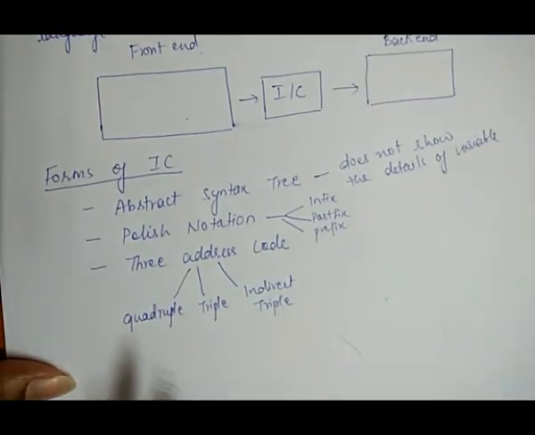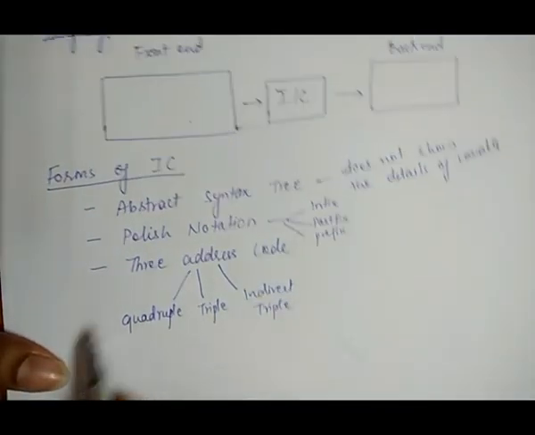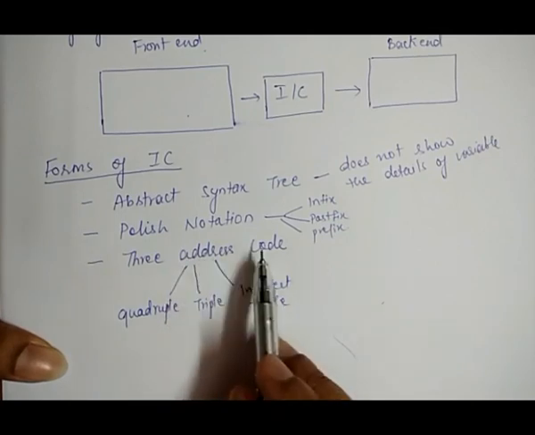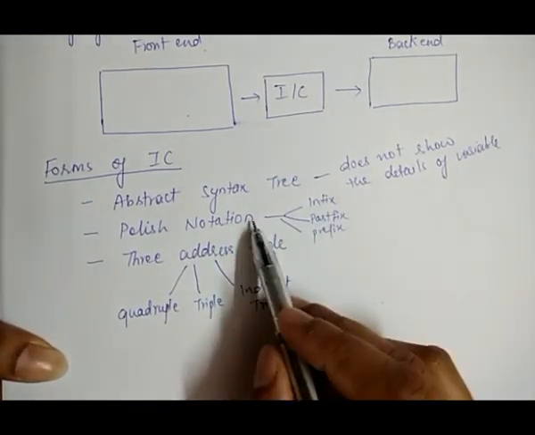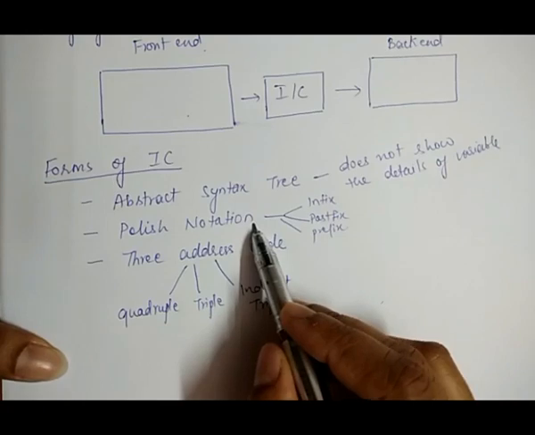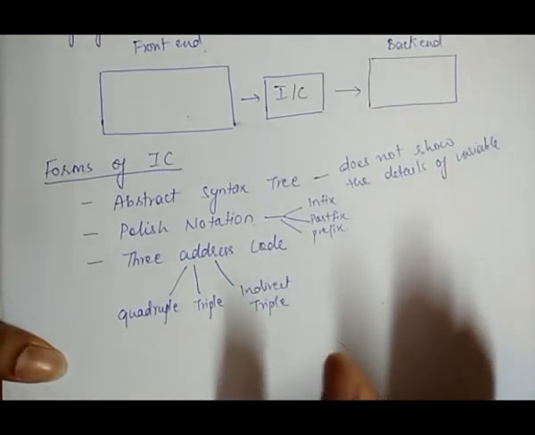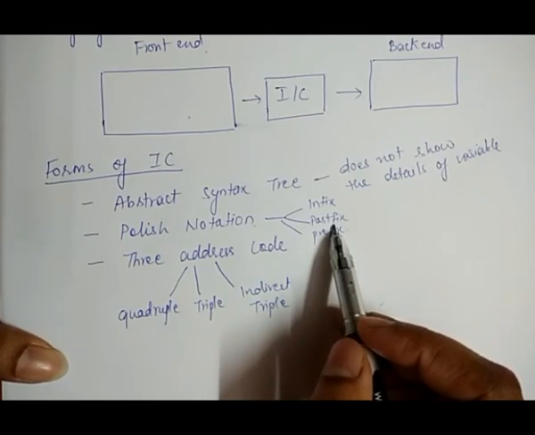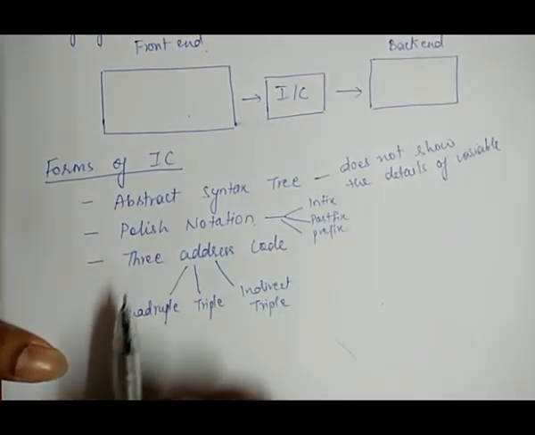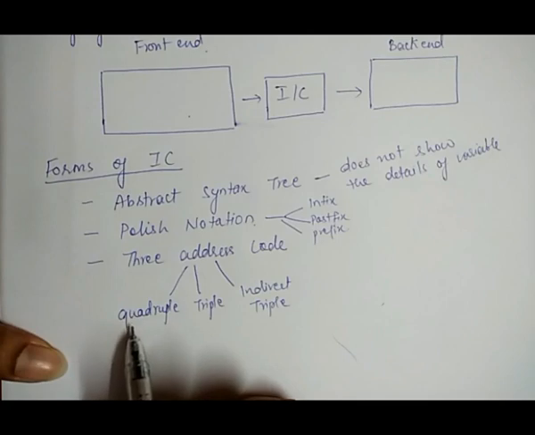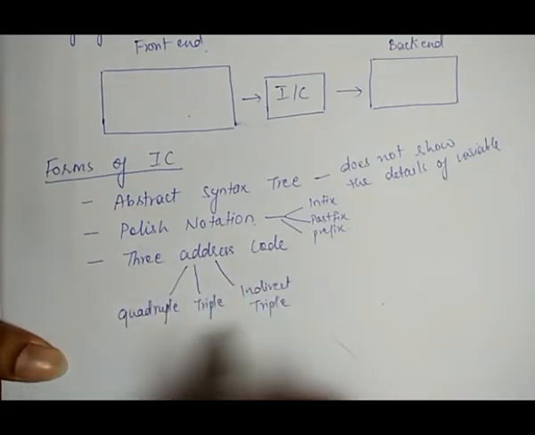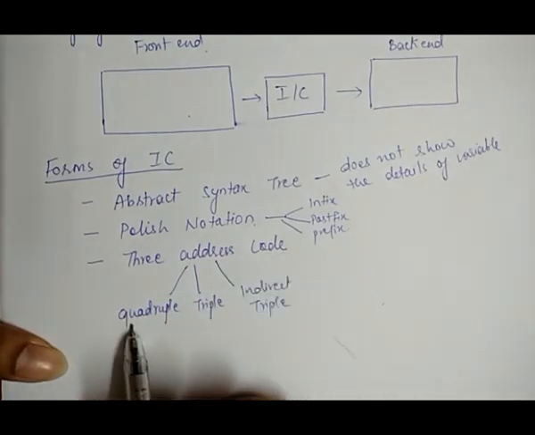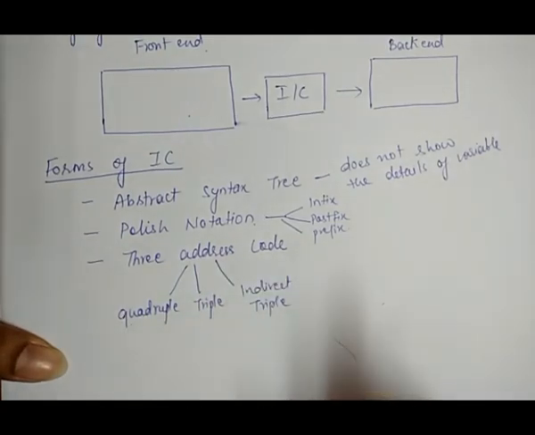We take one example to discuss all three ways of representing three address code. In our next video, we discuss polish notation, that is, if we have an expression, how we convert it into postfix, and then draw a syntax tree for that expression. And in the upcoming video, we show how to represent the three address code in the form of a quadruple, triple, or indirect triple.